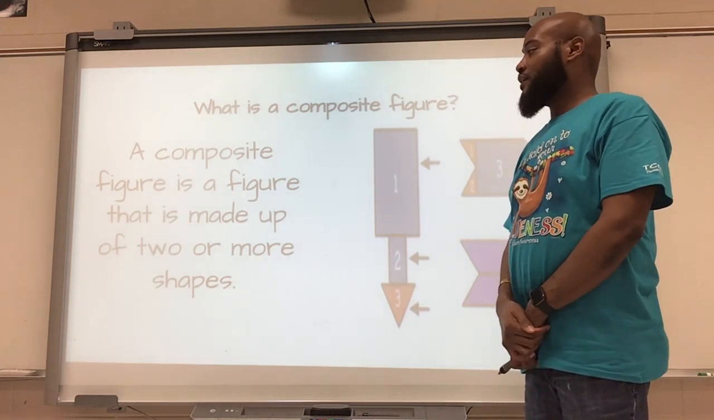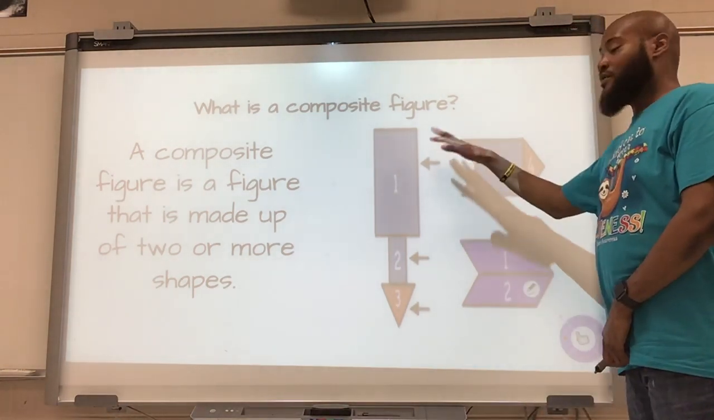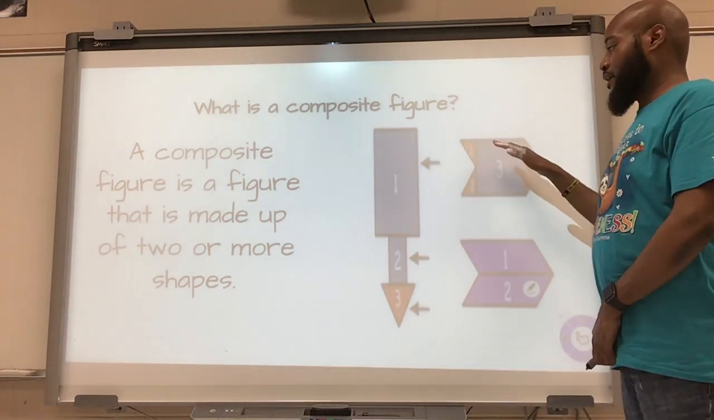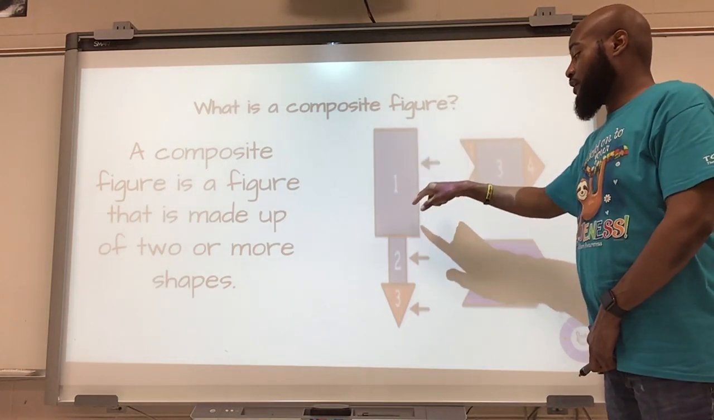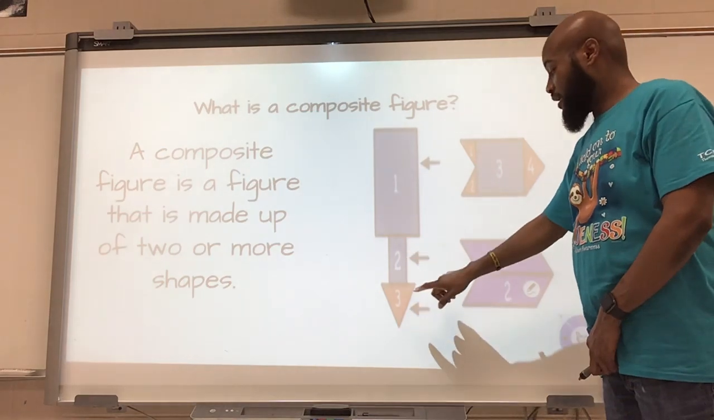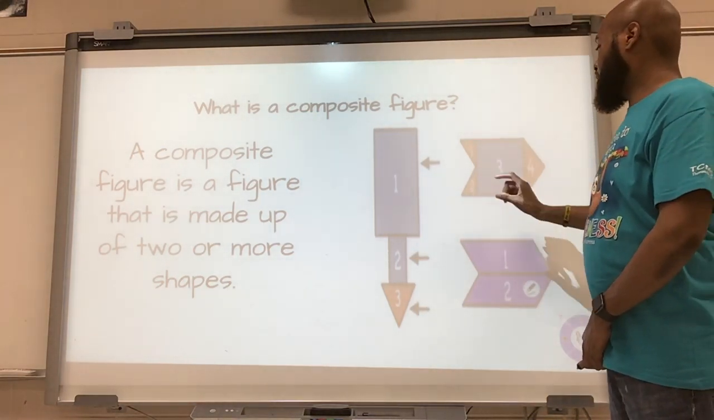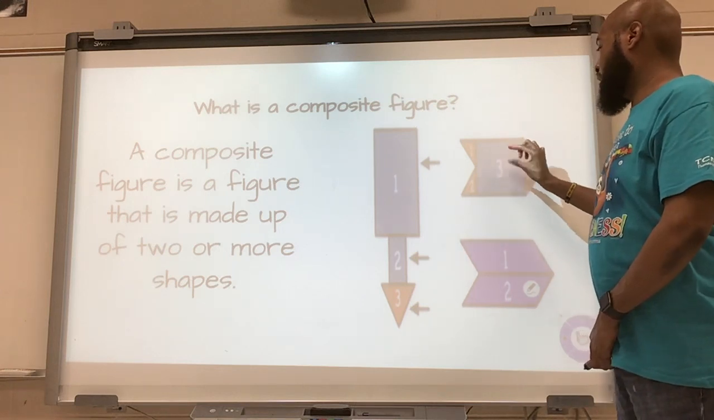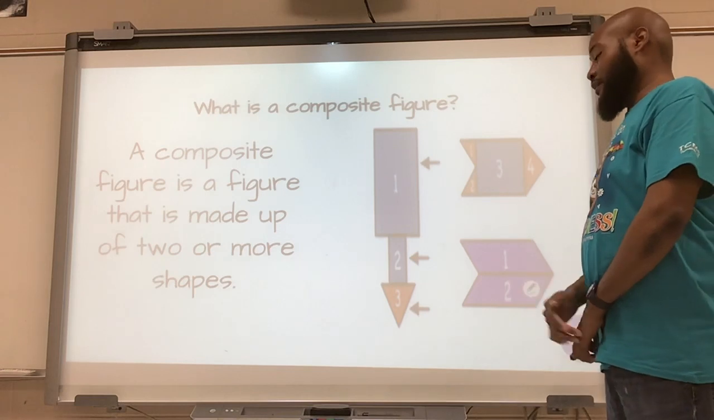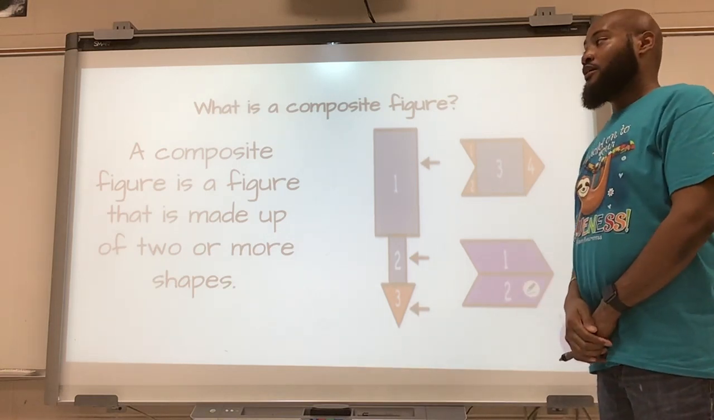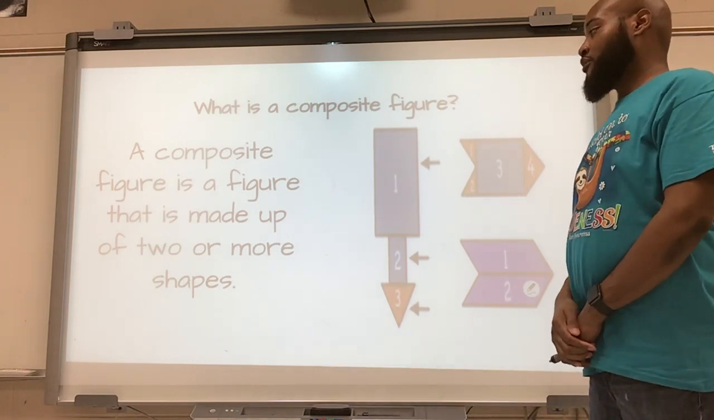A composite figure is a figure that is made up of two or more shapes. In our picture right here, we have three different shapes: a long rectangle, a short rectangle, and a triangle. Right here we have three triangles and a rectangle. Then we have two parallelograms put together. So a composite figure is a figure that is made up of two or more shapes.